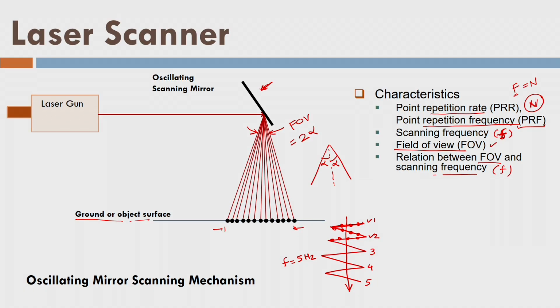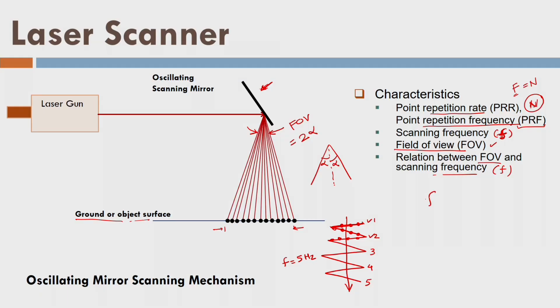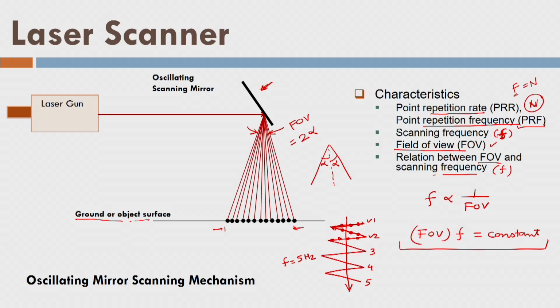That means the scanning frequency will be less, and as a result I can write that the scanning frequency and the FOV are inversely proportional. Or I can also write FOV times f is equal to a constant. Generally a laser scanner has this kind of characteristic, and that is an additional characteristic that we should always consider when we go for airborne LiDAR data acquisition.